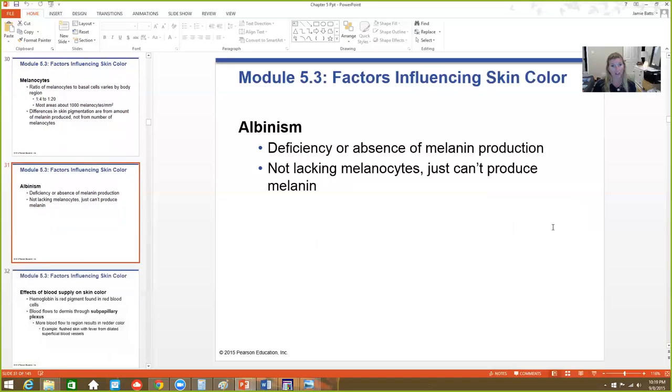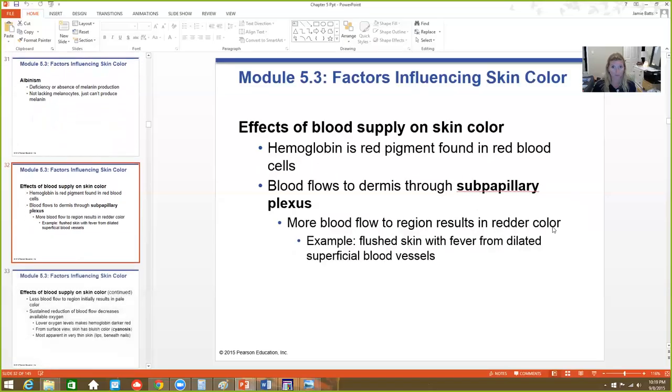Albinism is another factor here. It's a genetic condition where your skin cells are unable to produce melanin. So you're not lacking melanocytes, you just can't produce the melanin pigment itself.